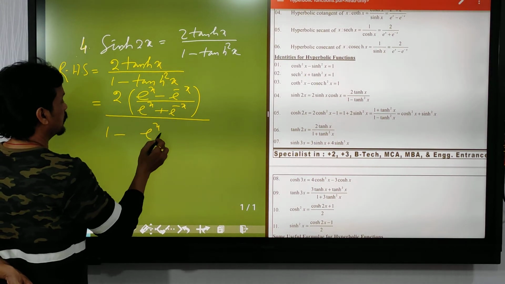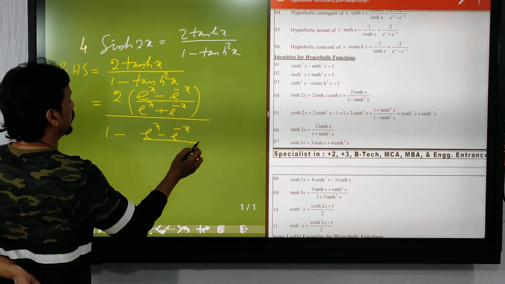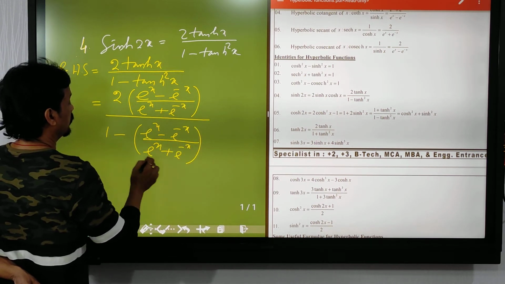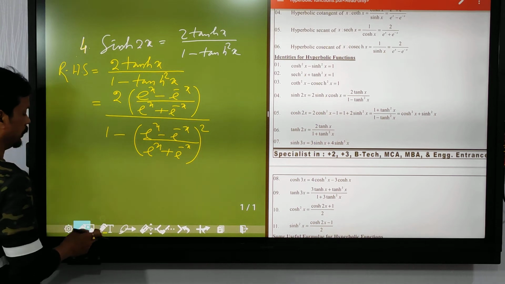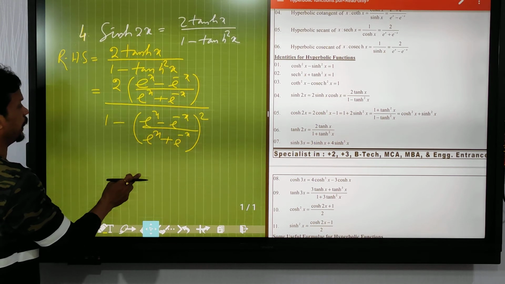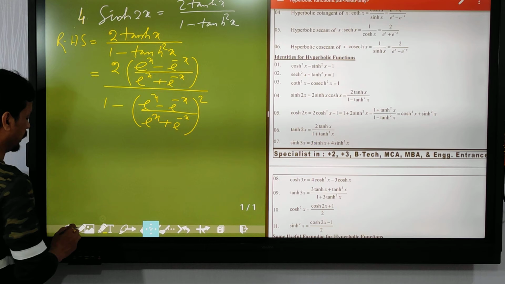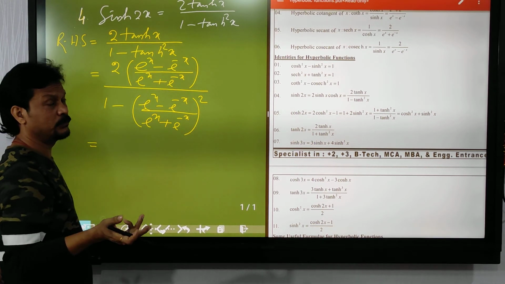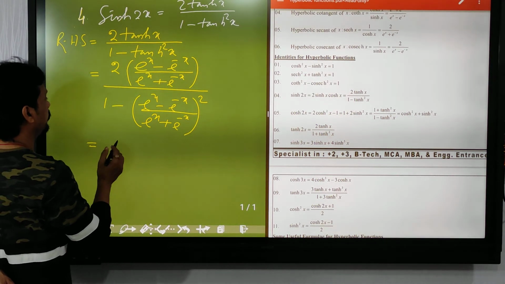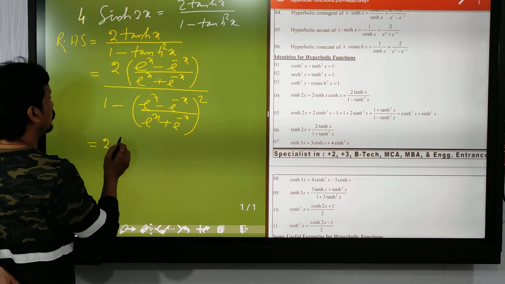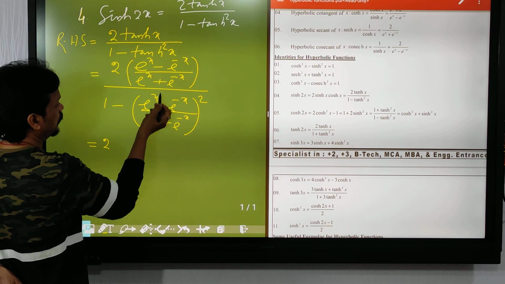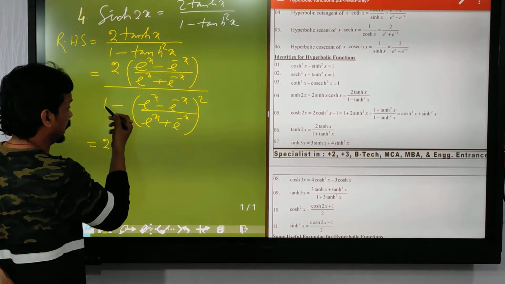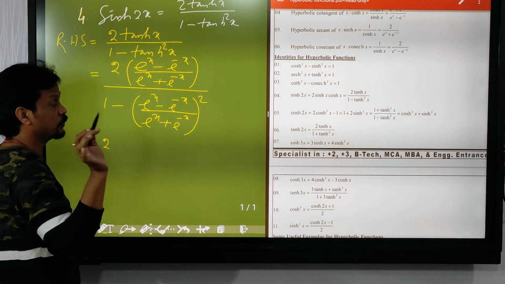It will be e to the x minus e to the minus x divided by e to the x plus e to the minus x whole square. Clear? Now you have to simplify it, and you should not do anything else. Take the LCM and cancel out. Then it's only simplification. See here, the 2 and one of the denominators will cancel out. One denominator will cancel out, and the other denominator after taking the LCM.